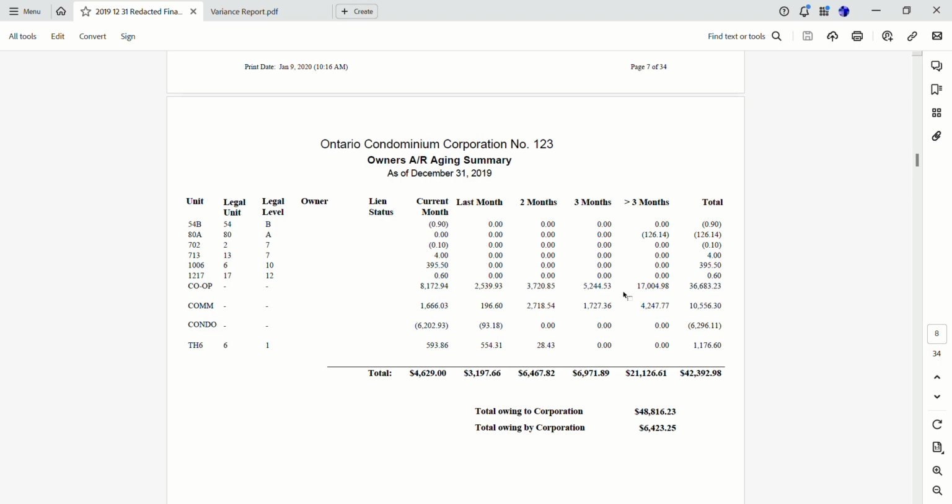In case after 90 days, the corporation will lose the right to get this collection from this party, and it will cost more for the corporation to resort to legal consulting.